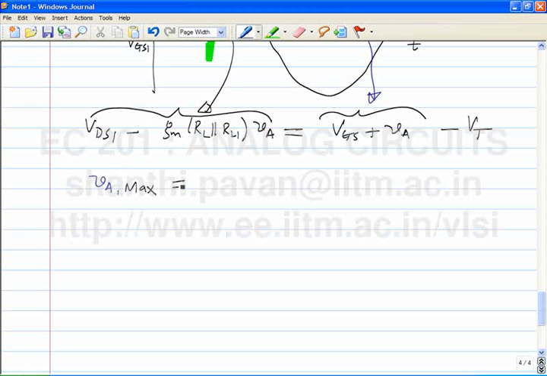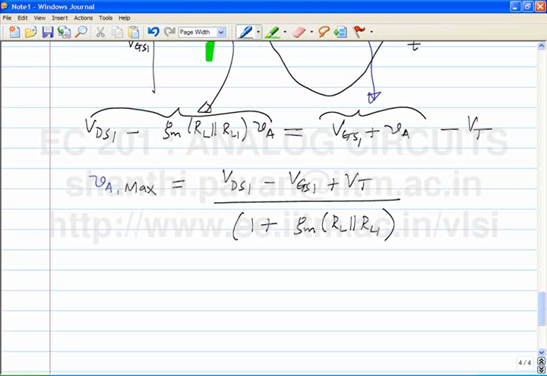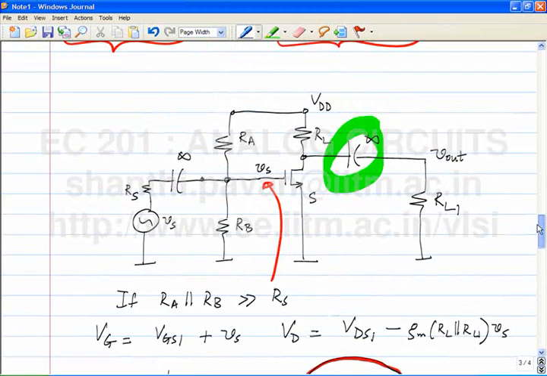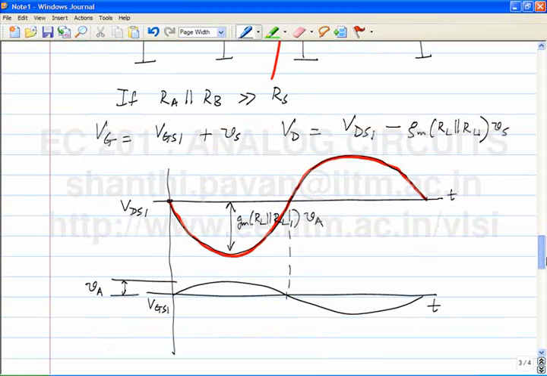is given by what now? It's now quite straightforward. It's VDS1 minus VGS1 plus VT, divided by 1 plus GM RL parallel RL1. So as long as the amplitude of the input sine wave does not exceed this VA max, you can be assured that the transistor will remain in the active region during the positive half of this cycle.